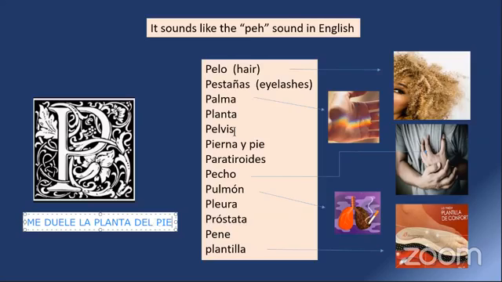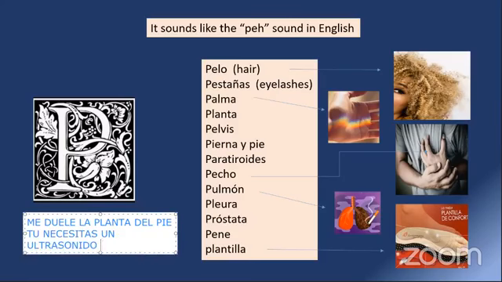Next one here, pelvis. What's the pelvis? You need a pelvic ultrasound. Tú necesitas un ultrasonido de la pelvis. You need a pelvic ultrasound. Tú necesitas un ultrasonido de la pelvis.